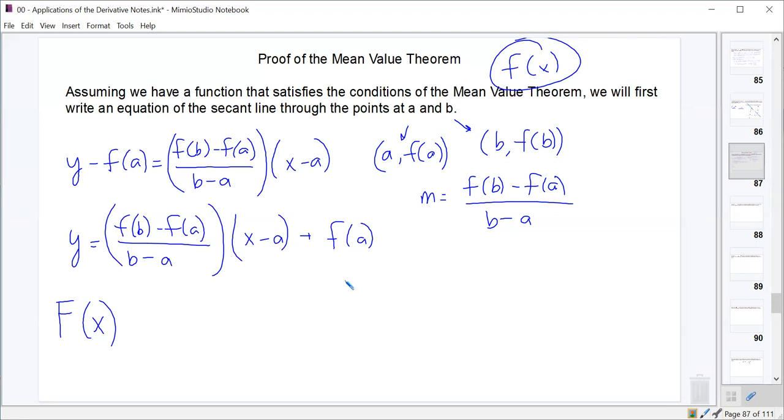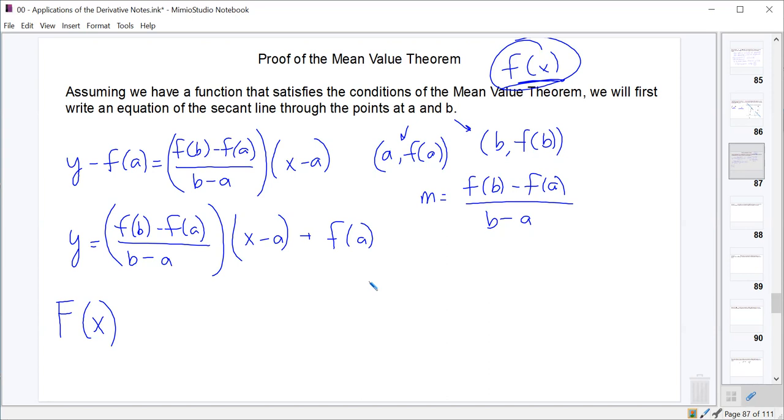Well, if we want to know the vertical distance between f of x and this secant line, just take one and subtract the other one from it. So that's what we're going to start off with here. And we can note that it's possible, depending on what our function looks like, that this secant line is above our function or that this secant line is below our function.